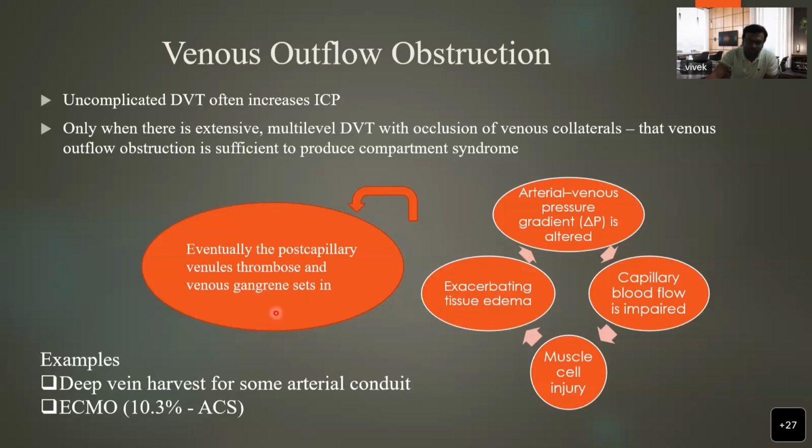Examples of this would include deep vein harvest for some arterial conduit, wherein the venous outflow obstruction might lead to compartment syndrome, and sometimes even in ECMO, wherein 10.3% of patients who underwent ECMO eventually landed up in acute compartment syndrome, even though the superficial veins were patent. In ECMO patients, we put in an arterial line, which again compromises the distal inflow, and again leads to an increase in chances of compartment syndrome.